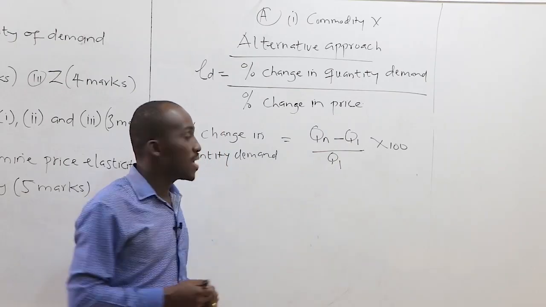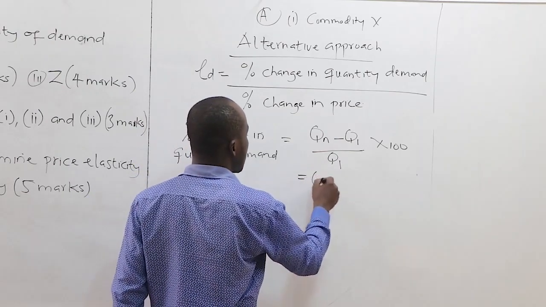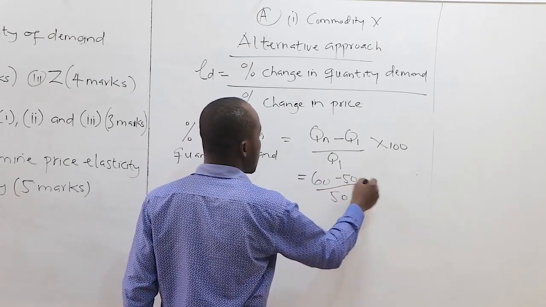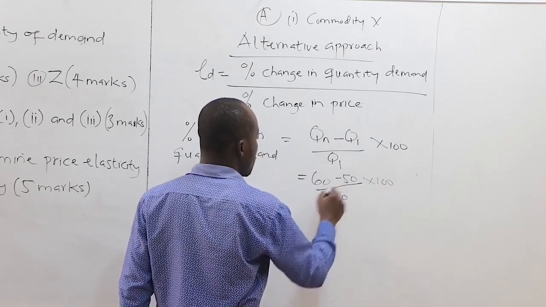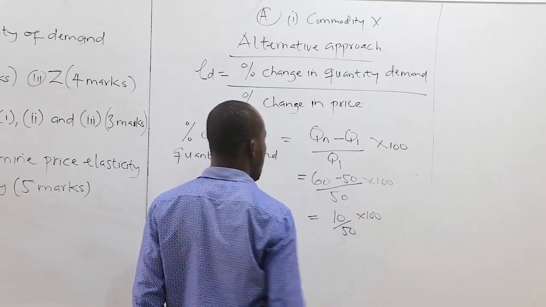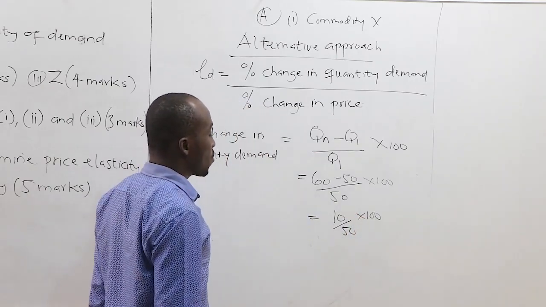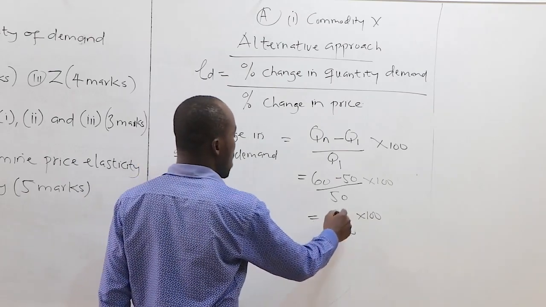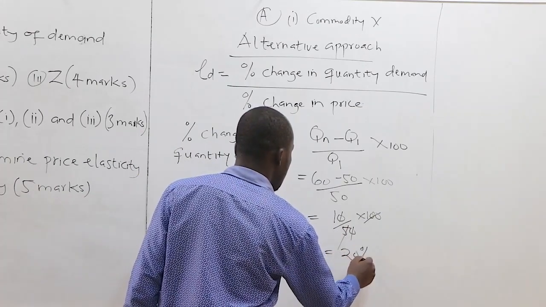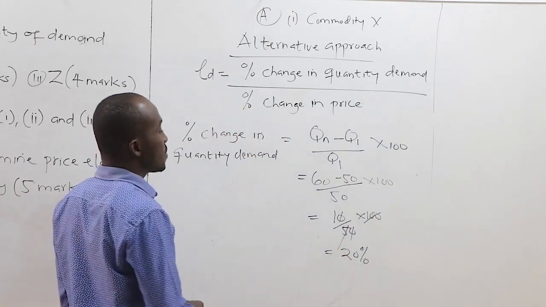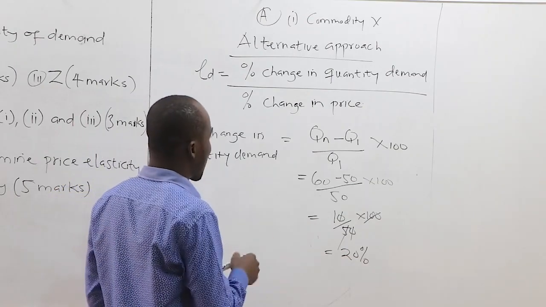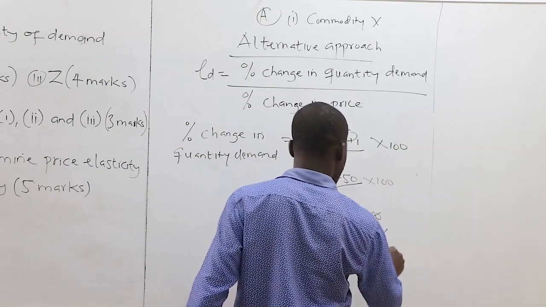From the question, you saw that the new quantity was what? 60. The old one was what? 50. Divided by the 50 times what? 100. So if you subtract, you're going to get 10 over 50 times 100. And what are you going to get? You're going to get 20%. Right? So the change in quantity demanded is what? 20%. So if you do this, you're going to get 1 mark. 1 mark for this.